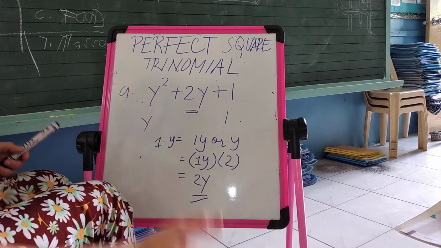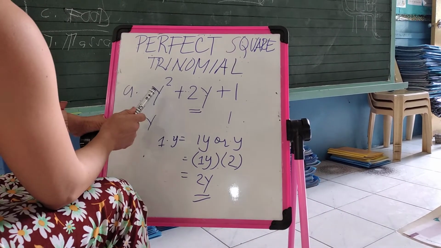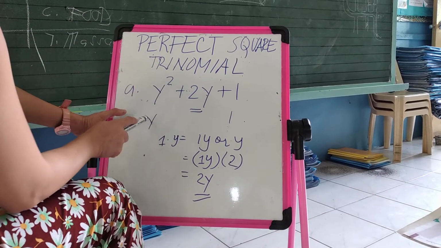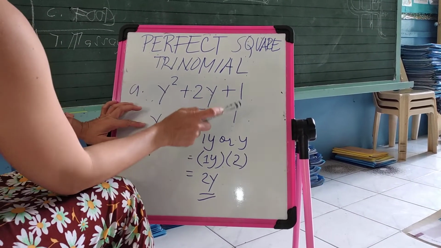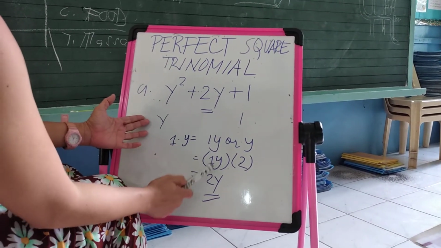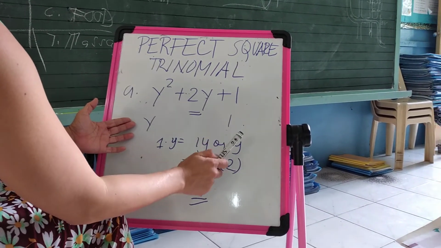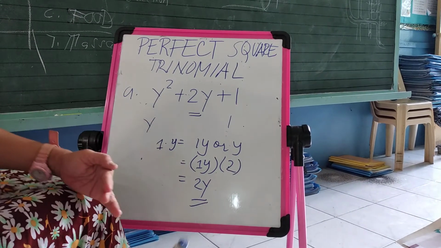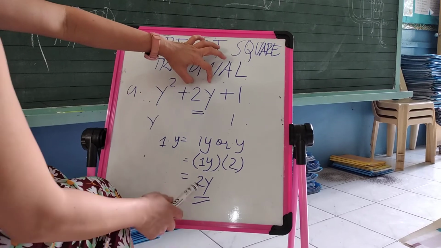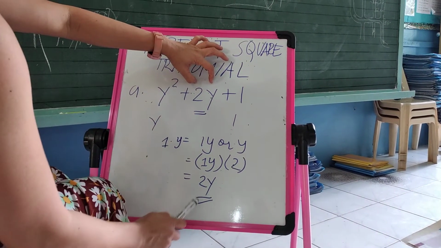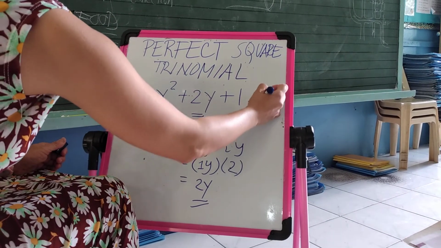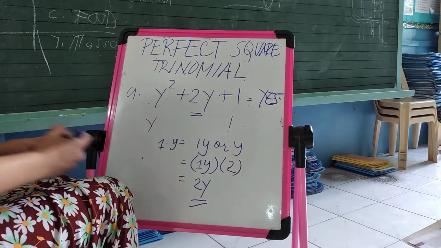Okay? So again, take the square root. Is this a perfect square? Yes, because the square root of y squared is y. The square root of 1 is 1. Multiply them. 1 times y will give you 1y or y. And then times 2. Always multiply by 2 for your middle term. So 1y times 2 will give you 2y. Therefore, this is a perfect square trinomial. Okay?